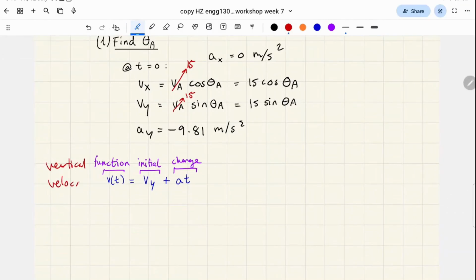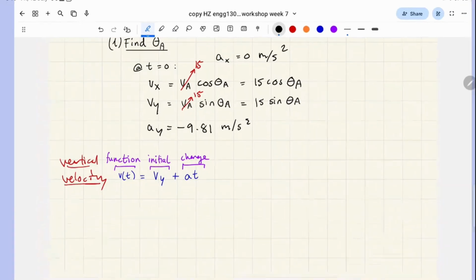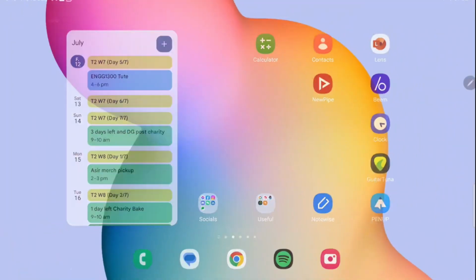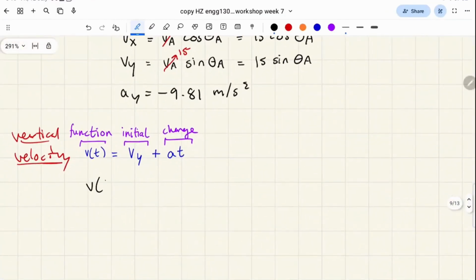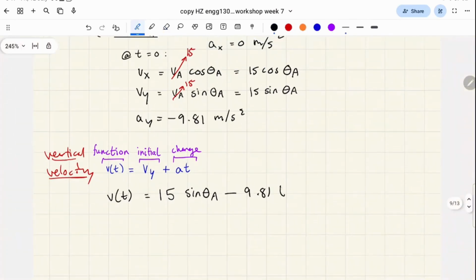Vertical velocity. The way we do that, Vt is equal to 15 sine theta a, which is our initial portion, plus the acceleration, sorry, minus 9.81. That's the acceleration in the y direction multiplied by t, like that.